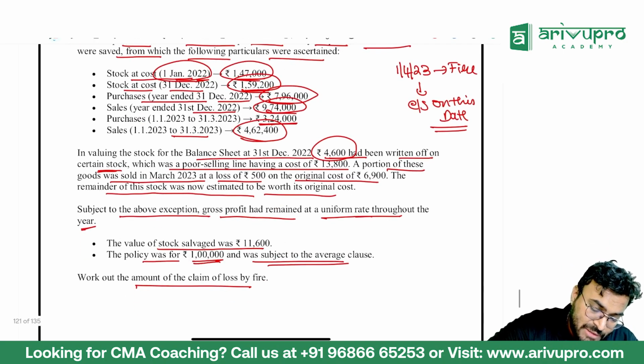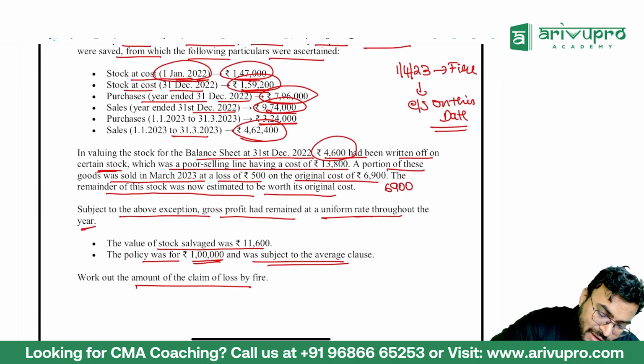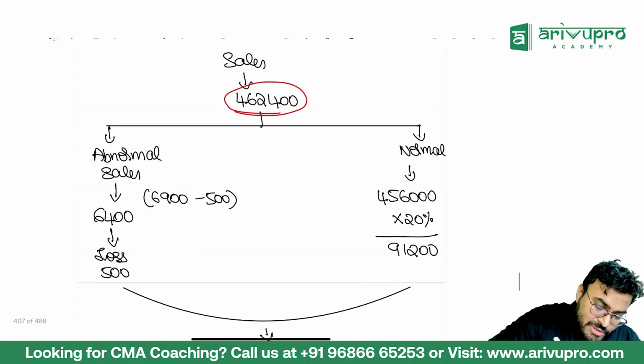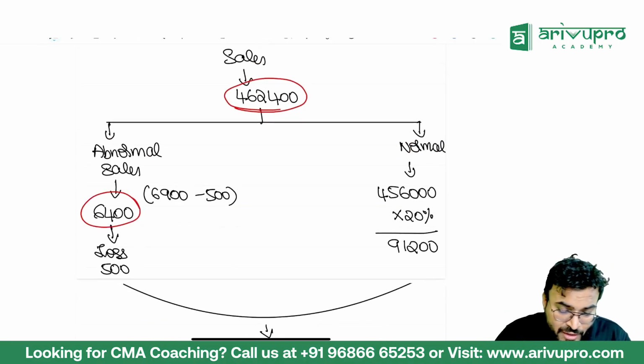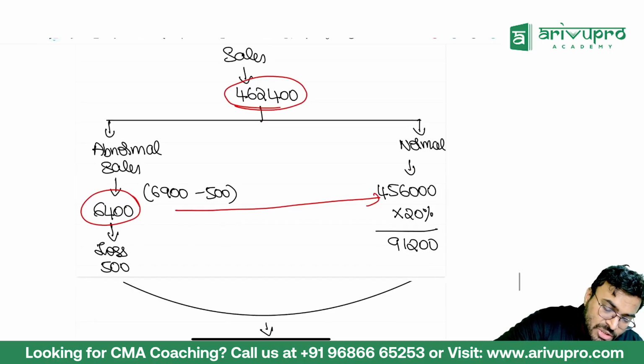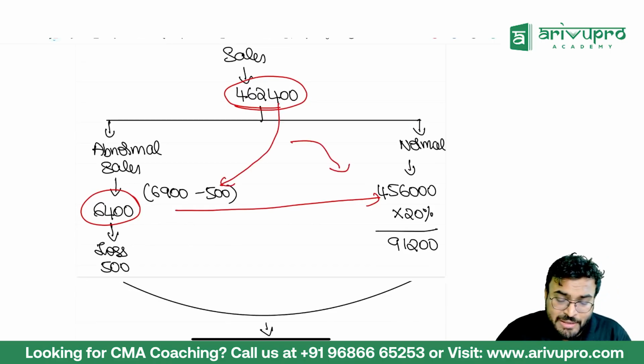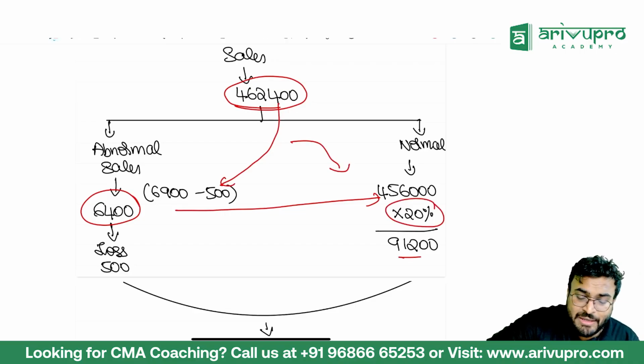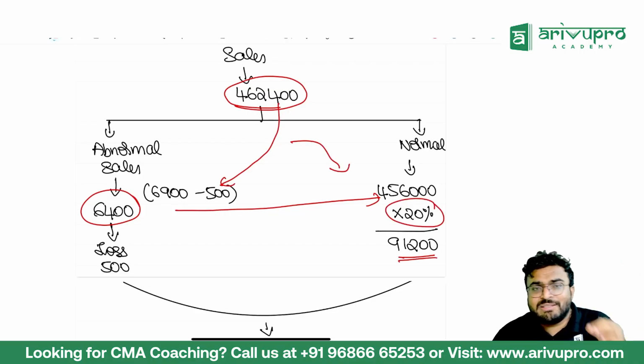In this, we have something called abnormal sales. Original cost is 6,900. It was sold at a loss of 500. That means sale was 6,400. Can you see, abnormal sale is 6,400. Remaining everything is normal sale. From this, if you remove abnormal sale, remaining everything is normal sale. On normal sales 20%, this will be your normal profit.